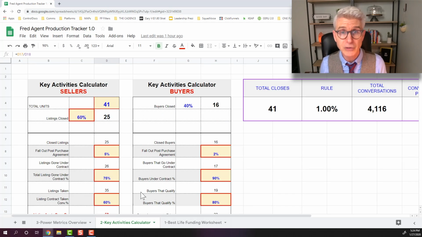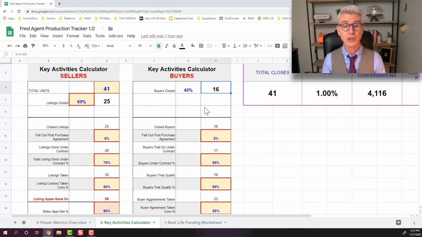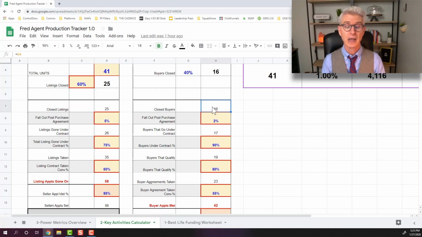Now let's go to the buyer side, right? The logic is very similar. Fred, to review, needs to close 41 units. 25 of those will be sellers. 16 will be buyers. So here's how the logic goes. In Fred's experience, to close 16, he knows he's going to have about 2 or 3% that will never make it, even though this buyer wrote an offer.